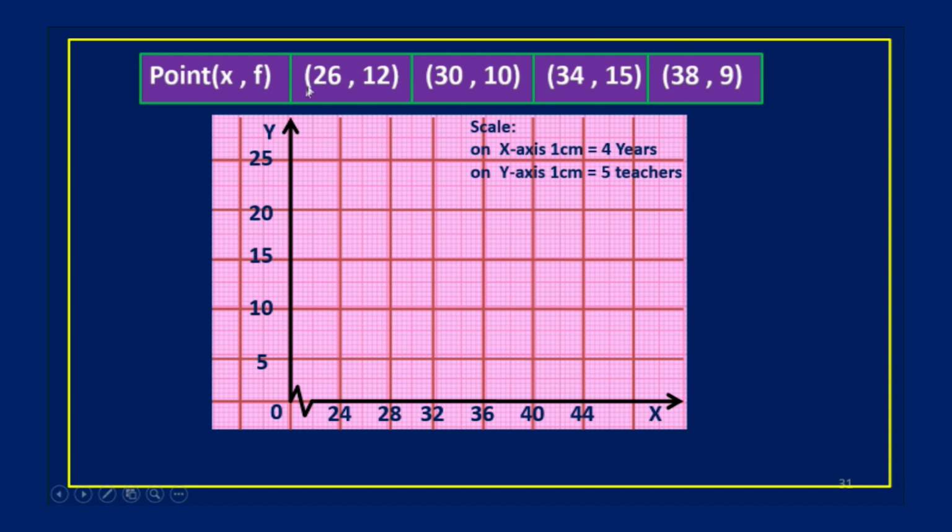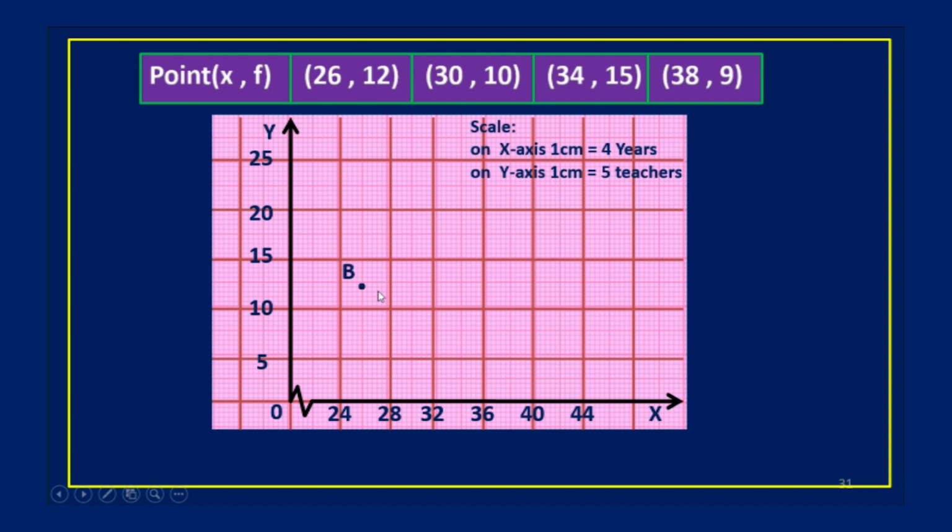Okay children, now what is the first point here? 26, 12. See children, where will you get 26 here? Yes, between 24 and 28, where you will get 26. And where will you get 12? Yes, after 10, the 4th line. So, where do these two intersect? This is the 26 and this is the 12. Yes, here. So, between 24 and 28 the point 26, after 10, the 4th line, 12.